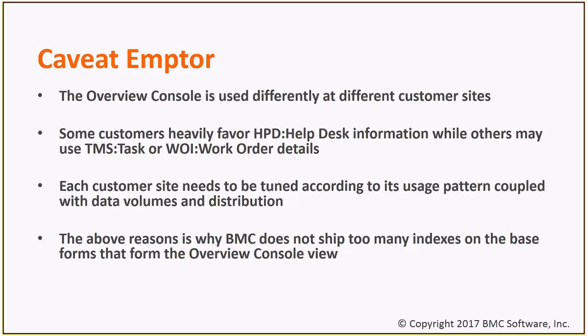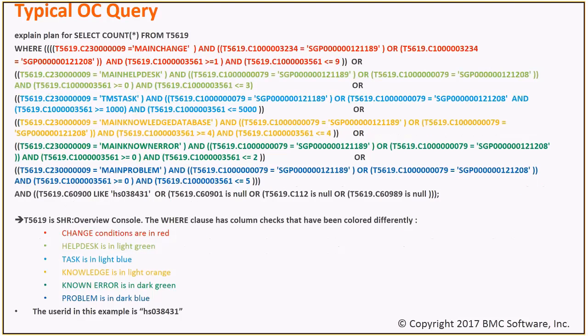So basically, the overview console ships out of the box with the bare minimum indexes that we know work for pretty much all customer sites, and then you would have to create additional indexes as needed to customize to your environment. So here is a typical overview console query.